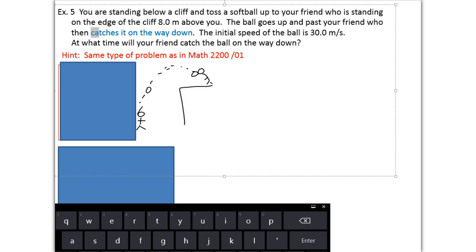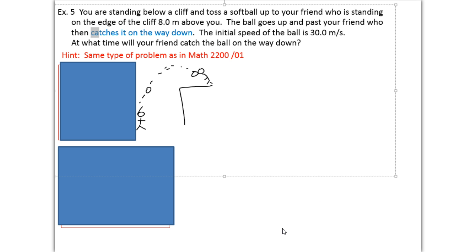Alright. The initial speed of the ball is 30 meters per second. At what time will your friend catch the ball on the way down? So the first thing I want you folks to do is write the given information. You should have paper there in front of you, and I want you to work through this as I'm doing it. Feel free to pause the video.